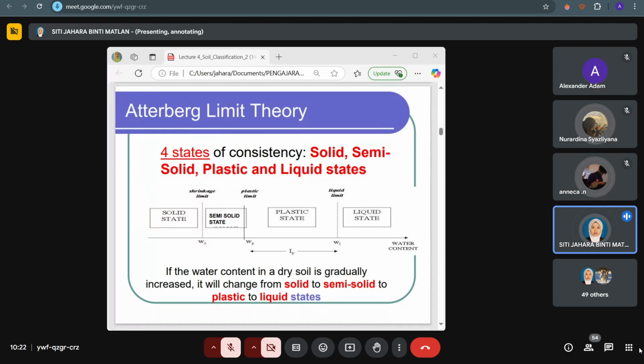So, the four states of consistency: when the water content of the fine-grained soil is increased, it transitions through four consistency states, from solid to semi-solid to plastic and finally to liquid state, as seen in this slide.